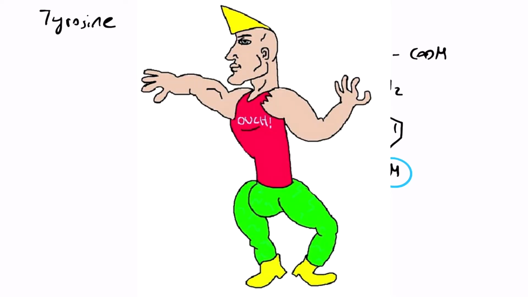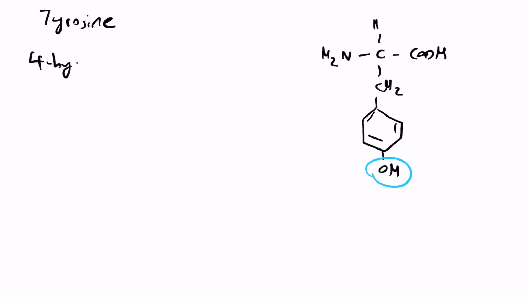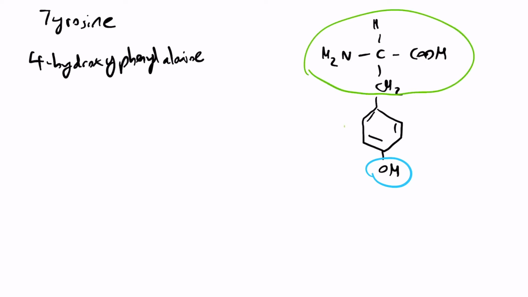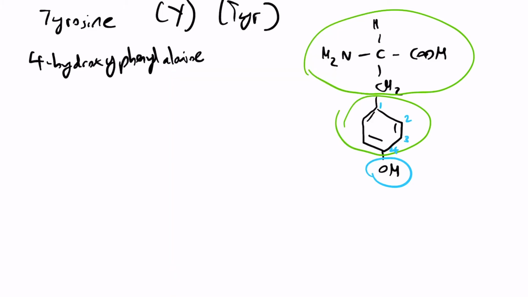If you want its big boy name, you can actually call it 4-hydroxyphenylalanine. 4-hydroxy because, again, alanine, phenyl group, and then on the fourth carbon of the phenyl group, so you've got 1 carbon, 2 carbon, 3 carbon, and 4, you've got a hydroxy group, sorry. Okay, so its one letter amino acid code is Y, and its three letter is TYR.